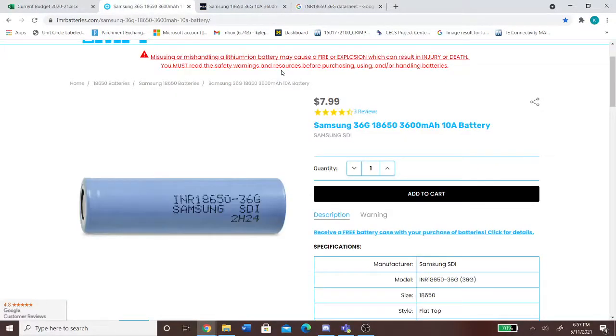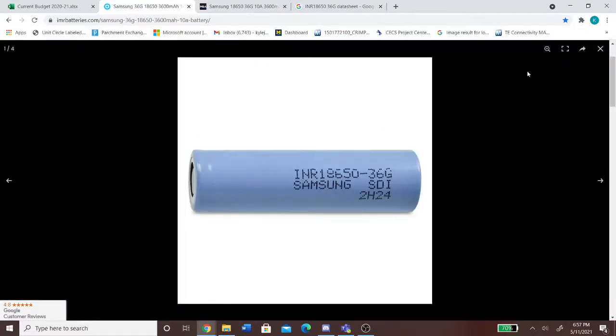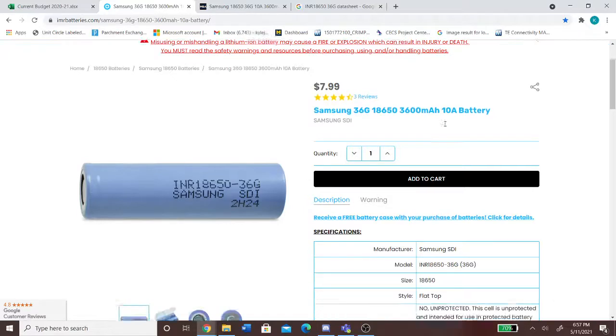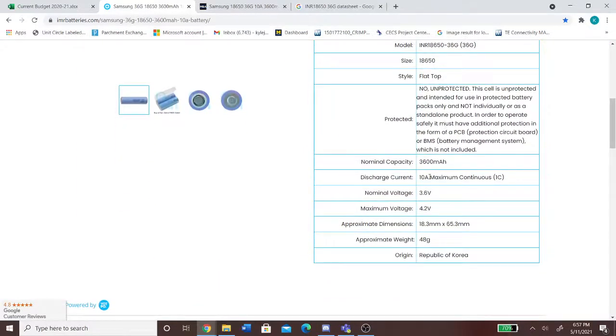So this is the battery we have: the Samsung 36G 18650, 3600 milliamp hour, 10 amp battery. Right here, this title gives you two important statistics about the battery. Its capacity for just one cell is 3600 milliamp hours, and its maximum continuous discharge current is 10 amps. It has a nominal voltage of 3.6 volts, which is just about what you'll find for all of them.